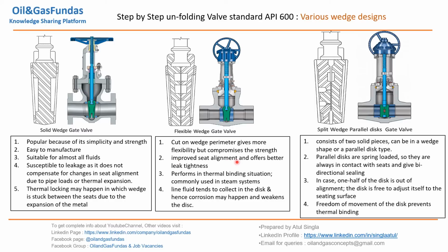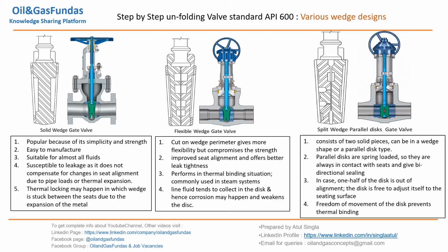It improves the seating alignment. Why are we making a cut? As we have discussed here, there may be a misalignment with the seats. Why are we giving a cut here? To have the flexibility to align the wedge with the seating arrangement. So in this case, improved seating arrangement is there, so often better leak tightness. When it is aligned with the seating and doing better tightness, leakage chances are very less.